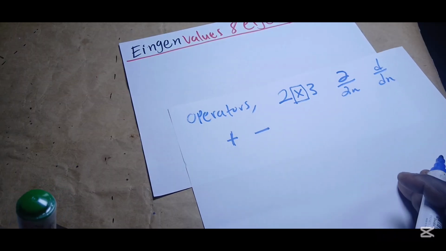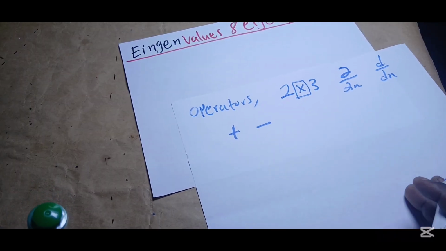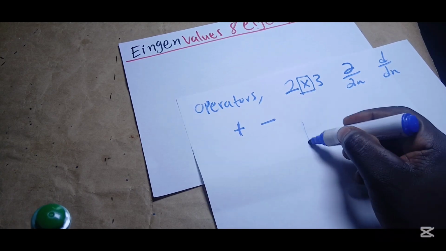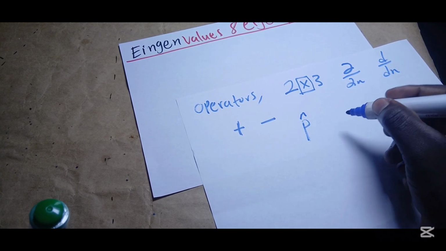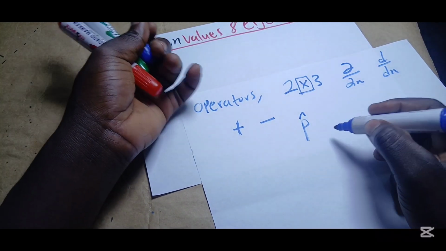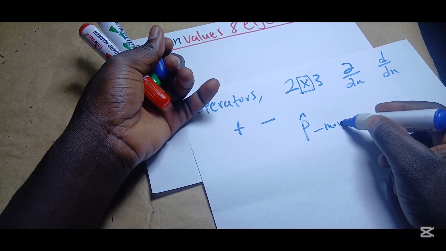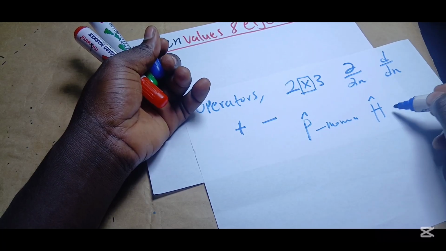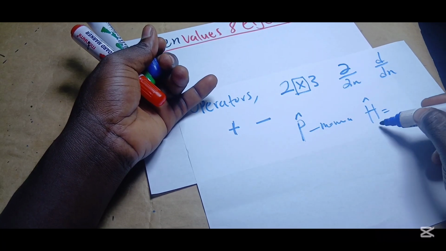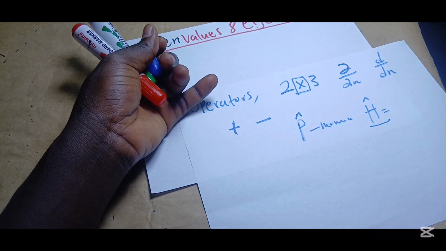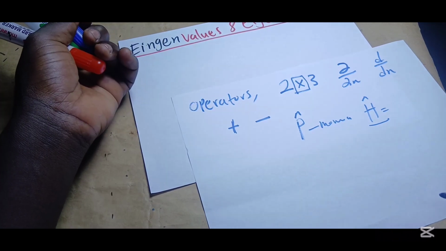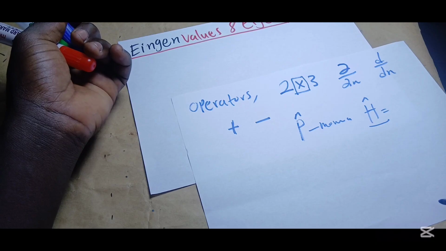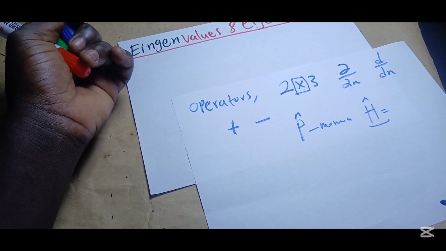In quantum mechanics, we have operators too. Examples of them are p hat as the momentum operator, and H hat as the Hamiltonian operator, which is the total energy of a system. So basically, an operator is a symbol or anything that is telling you to do something.